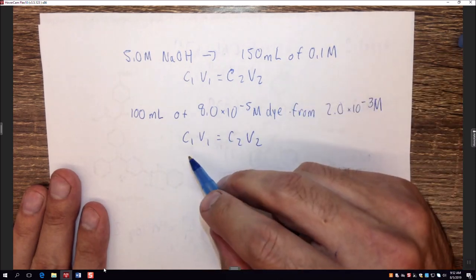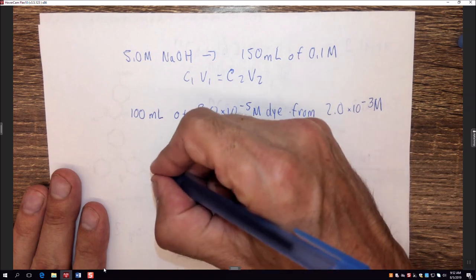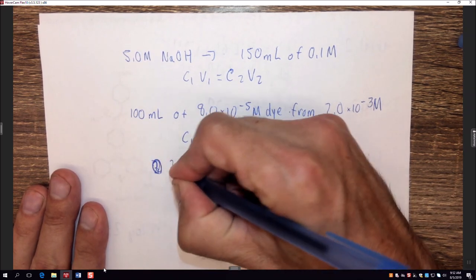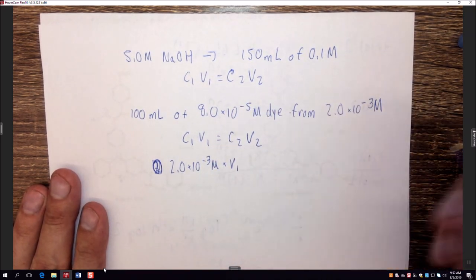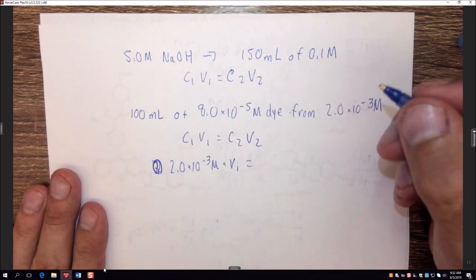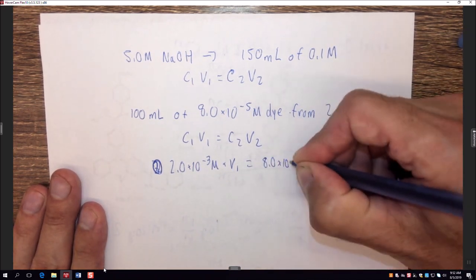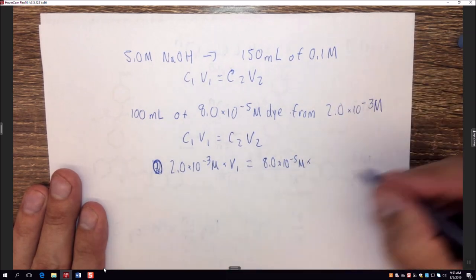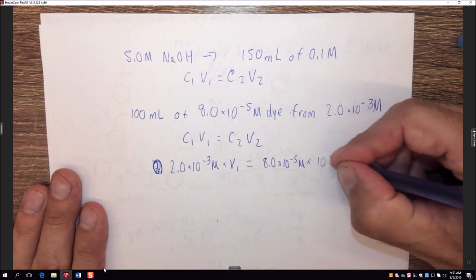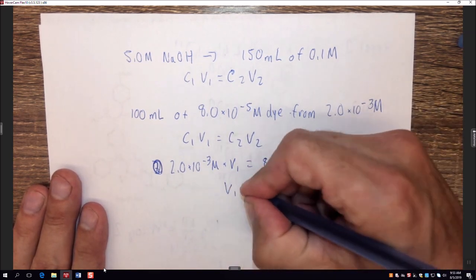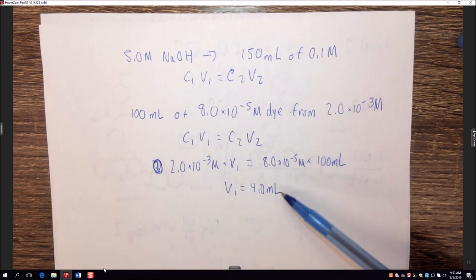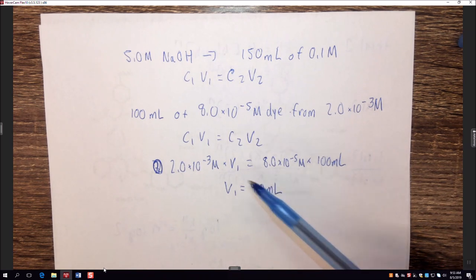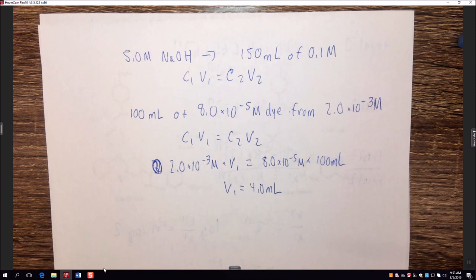In this case, the initial concentration of the blue dye is 2 millimolar, which is 2 times 10 to the minus 3 molar, times V1, that's what we don't know, how much of the 2 millimolar we want to use, equals the final concentration, which is 8 times 10 to the minus 5 molar, times the final volume that we want to make, which is 100 milliliters. When you do the math, you find that V1 equals 4 milliliters. So we're going to want to take 4 milliliters of the blue food coloring, which is 2 millimolar to begin with, and add 96 milliliters of water. We're again going to want to make sure we swirl it.